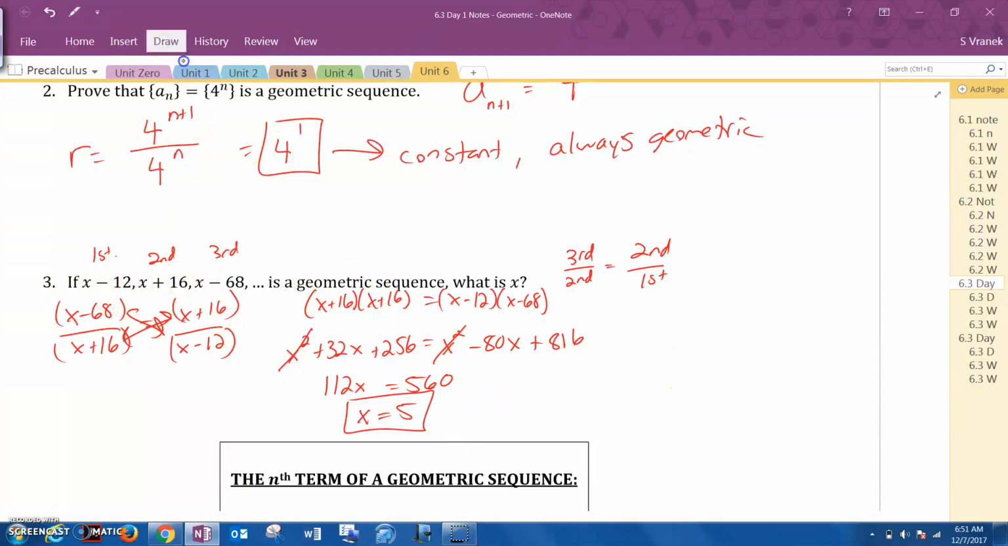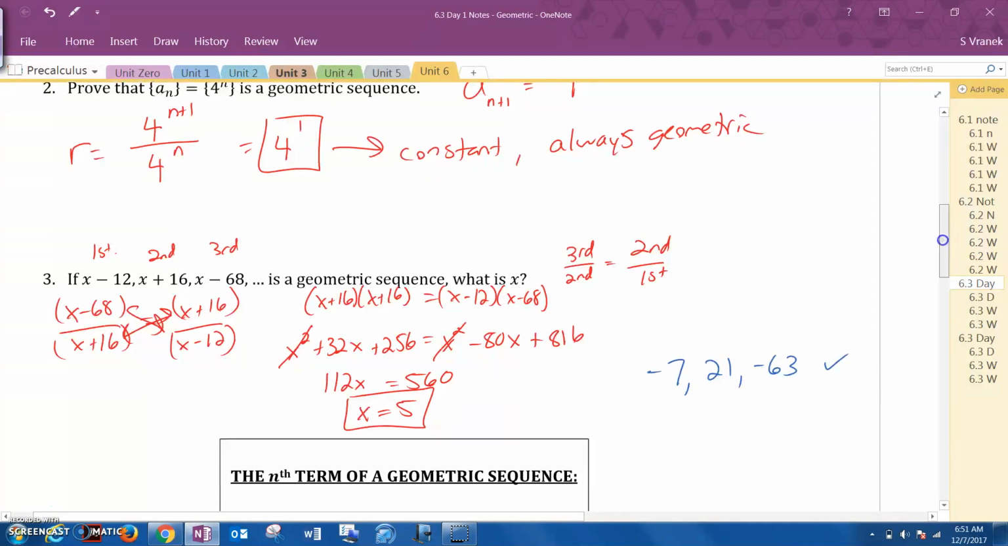5 minus 12 is negative 7. So I get negative 7 for the first term. 5 plus 16 is 21. 5 minus 68 is negative 63. And sure enough, you should be able to see that this is multiplying by negative 3 each time. That is a geometric sequence.